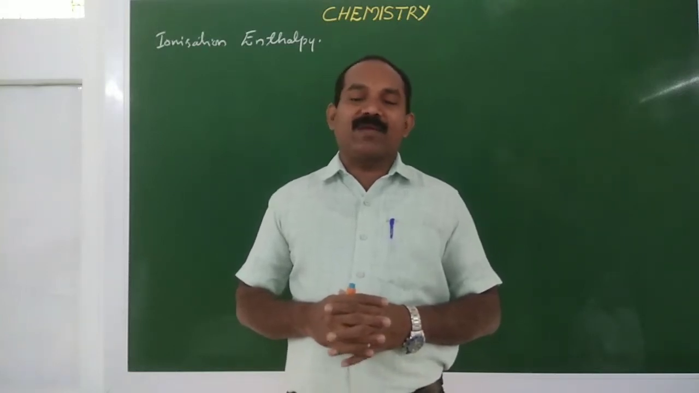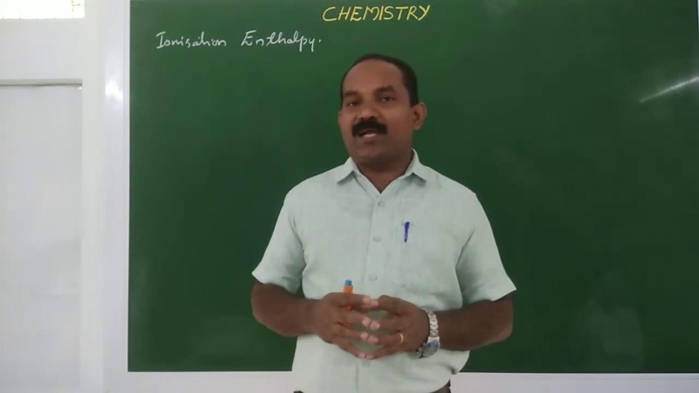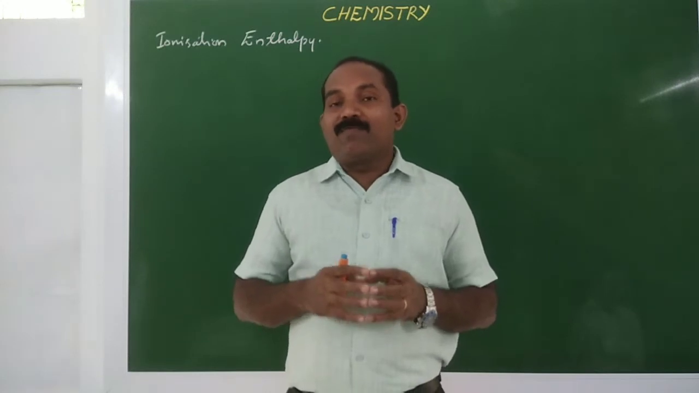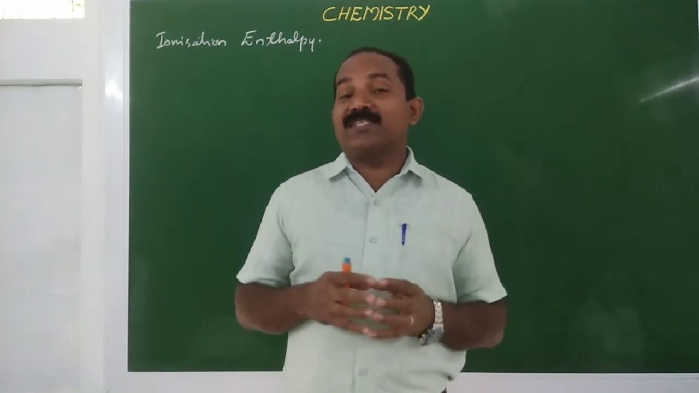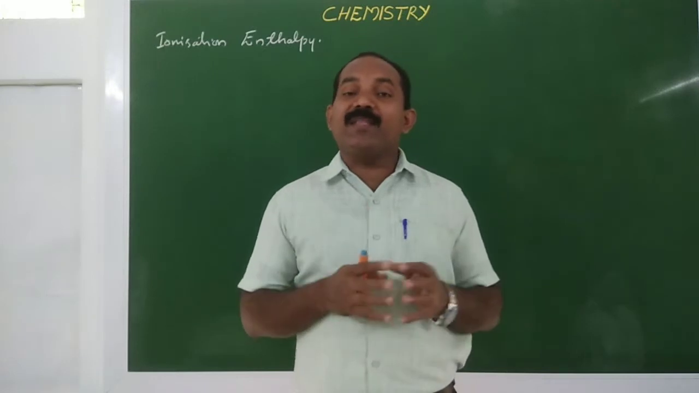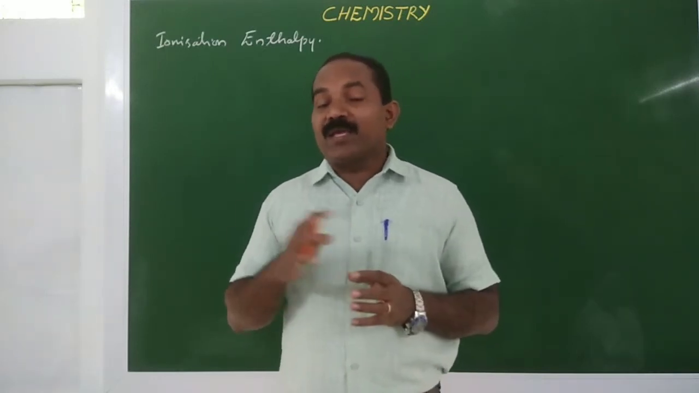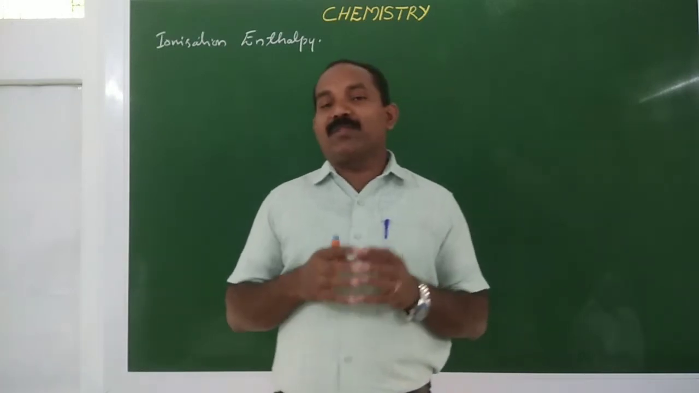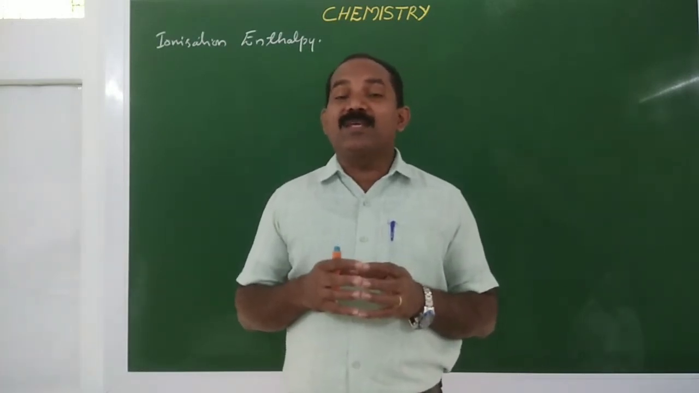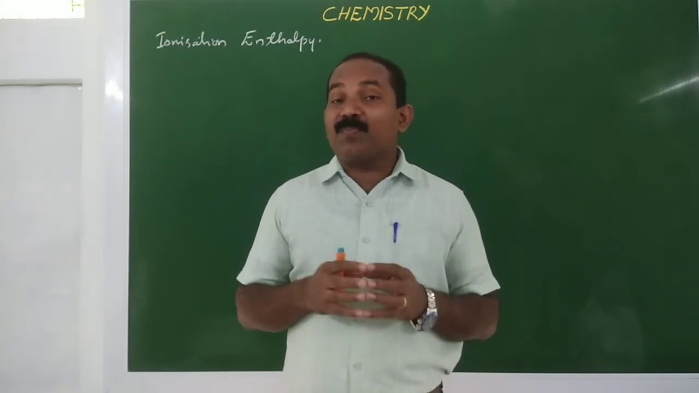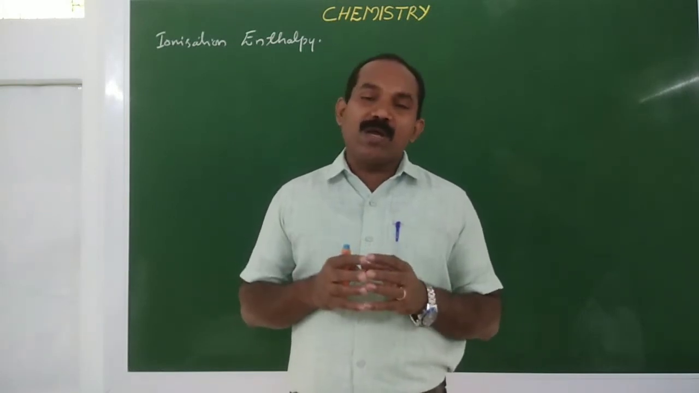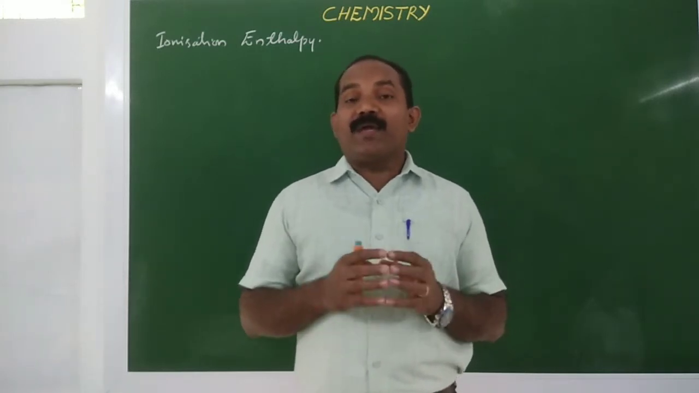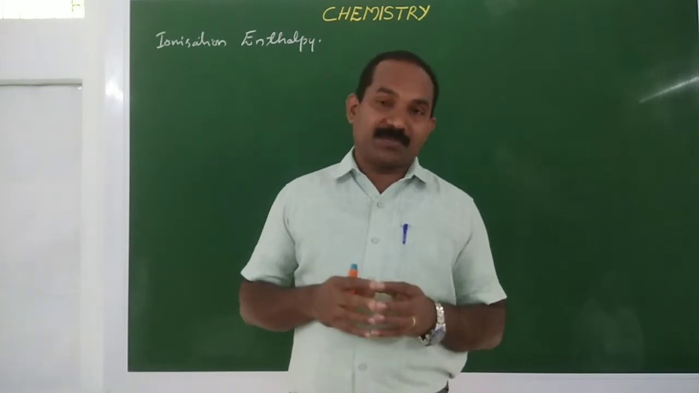In the last section we have seen the ionization enthalpy. In this section we are going to discuss the factors affecting the ionization enthalpy and the variation of ionization enthalpy across the period and in the group. As we know, ionization enthalpy is the energy or enthalpy required to remove a loosely held or loosely bound electron from an isolated gaseous atom.